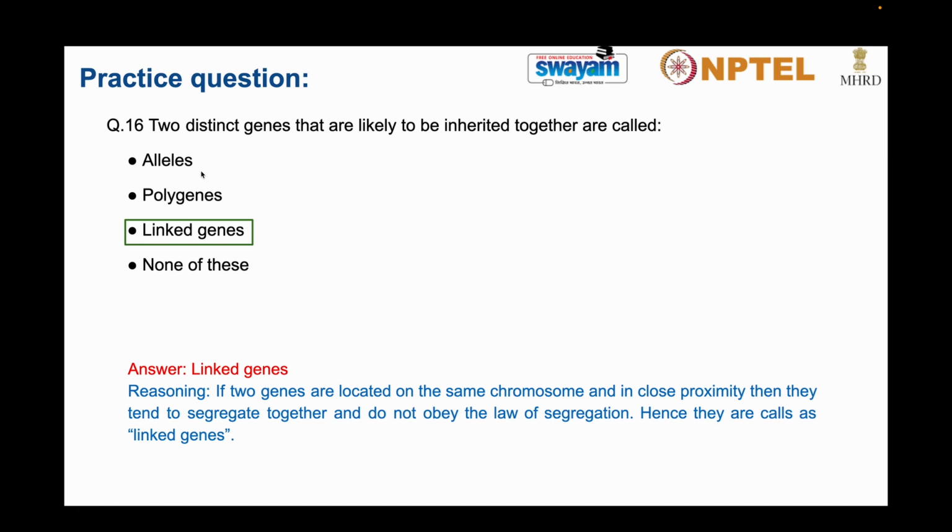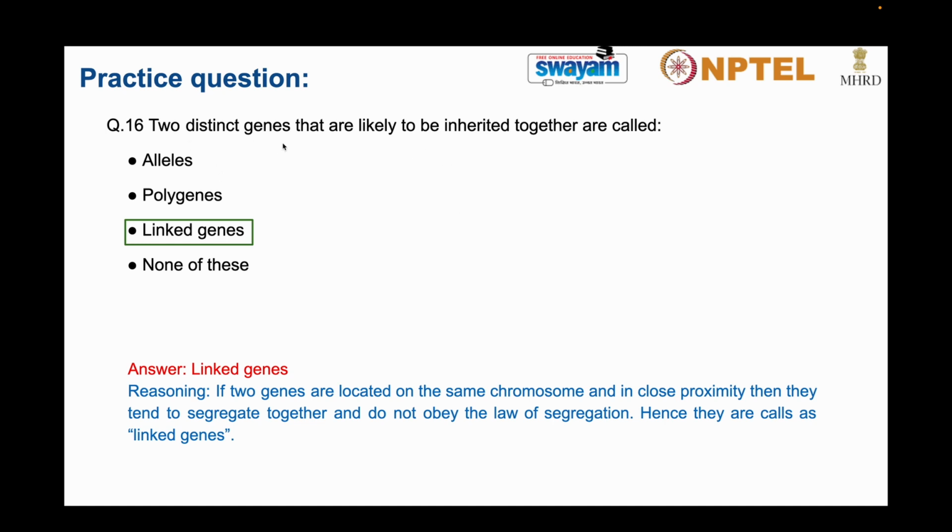So why is it not allele? Because an allele is the alternate copy of a single gene. When we say allele, there should be a single gene. It is the two alternate copies of a gene. For example, if there is a gene for height, then one allele should be for tall and one should be for dwarf. So that is the allele, meaning two alternate copies of a gene.